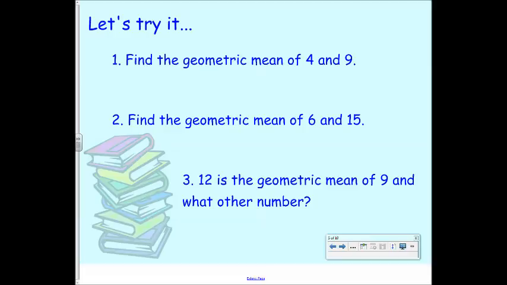All right, what's the geometric mean of 4 and 9? 6. How? 4 times 9 is 36, and the square root of 36 equals 6.